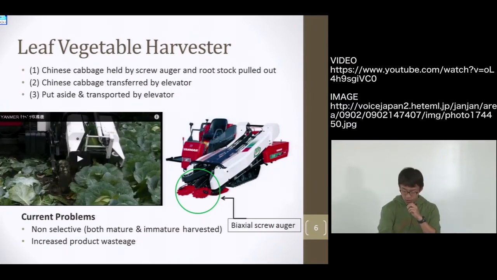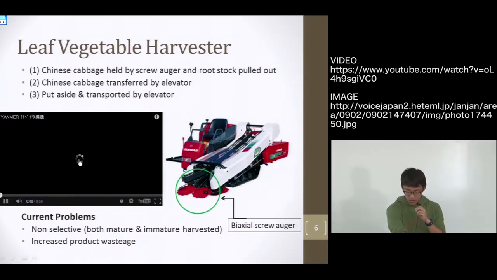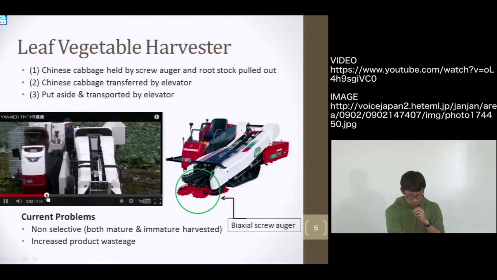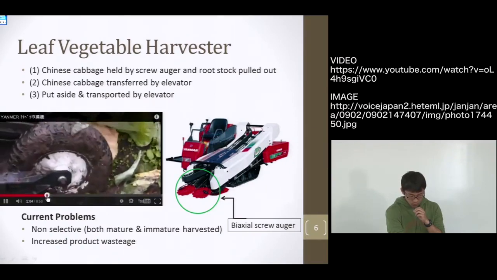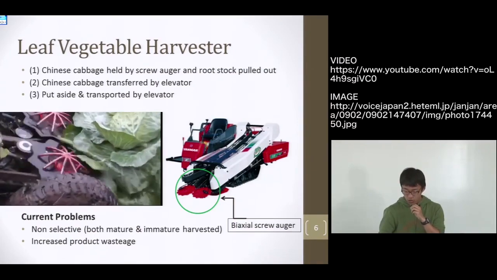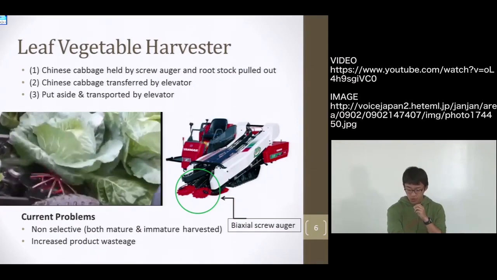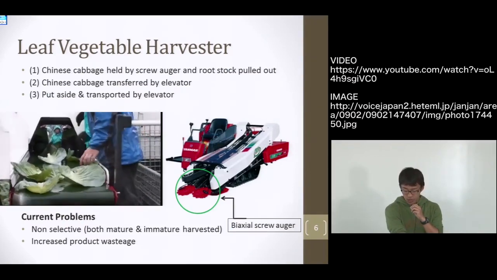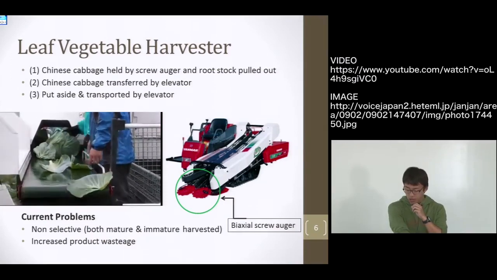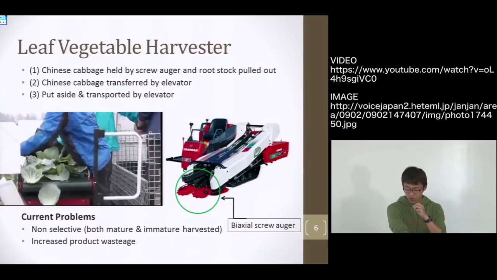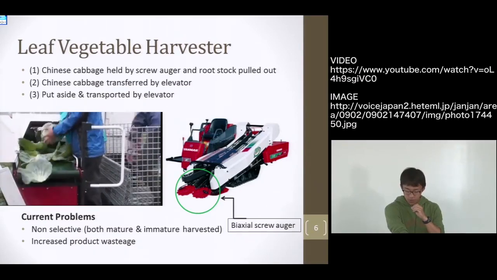And next is the leaf vegetable harvester. This is a cabbage harvester. The biaxial screw auger holds the base of the cabbage between the left and right grooves, pulls it out of the ground, and adjusts the cutting height. At the same time, other leaves and base are cut and transferred to the end of the screw auger to be returned to the field.